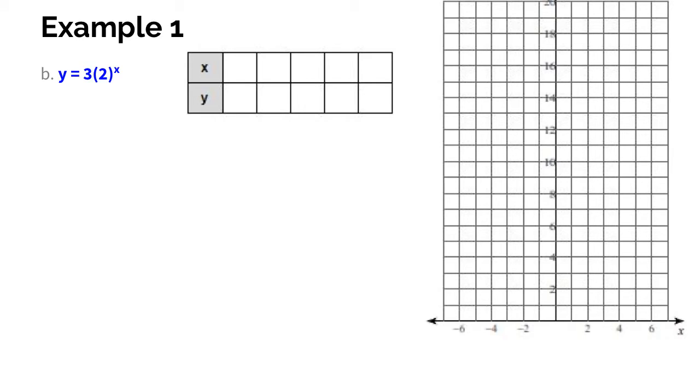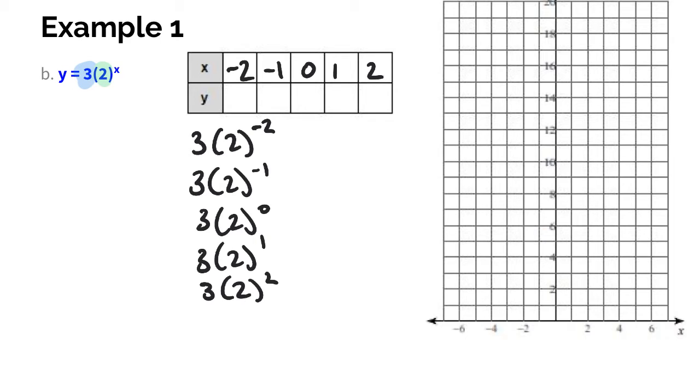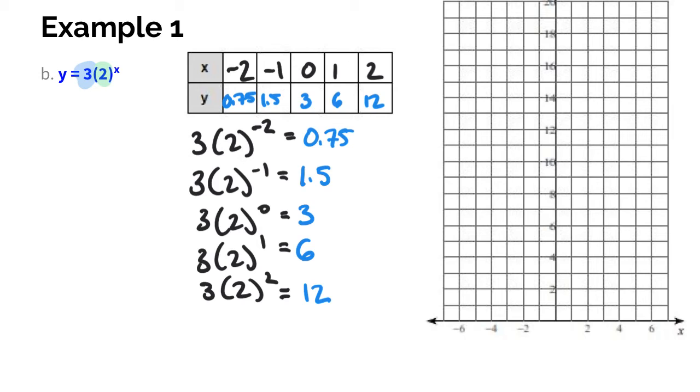Okay, similar example here. I have 3 times 2 to the x. So again, my a value, my initial value here is 3, and my multiplier here is 2. So plugging in my inputs again, I'm going to choose the same inputs of -2 all the way up to +2. I'm going to take those inputs and plug them into my function where I see x. Then all I want to do is, using my calculator, evaluate each of those so I can get my outputs. In this case, what I get is 0.75, 1.5, 3, 6, and 12.